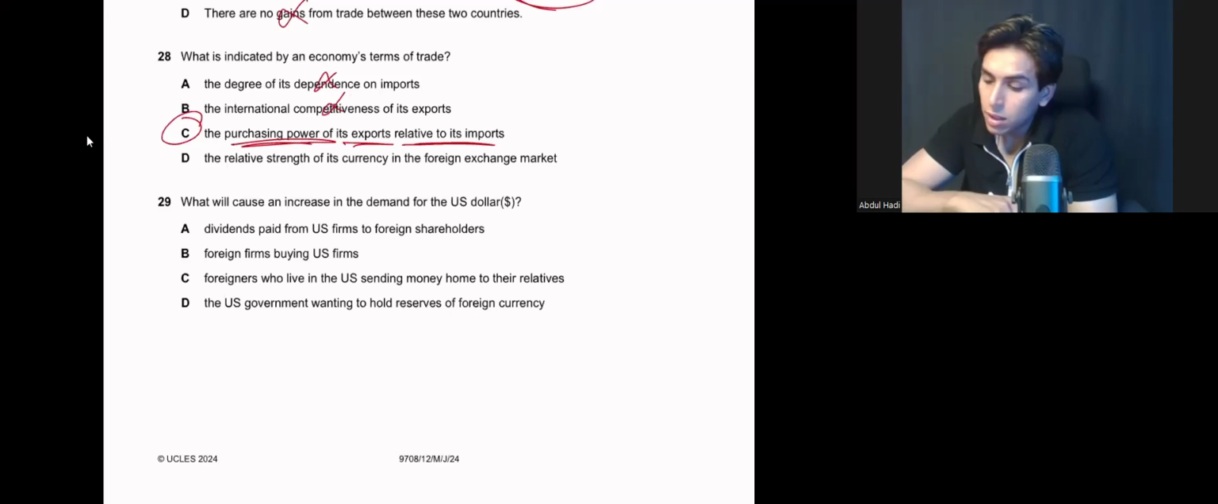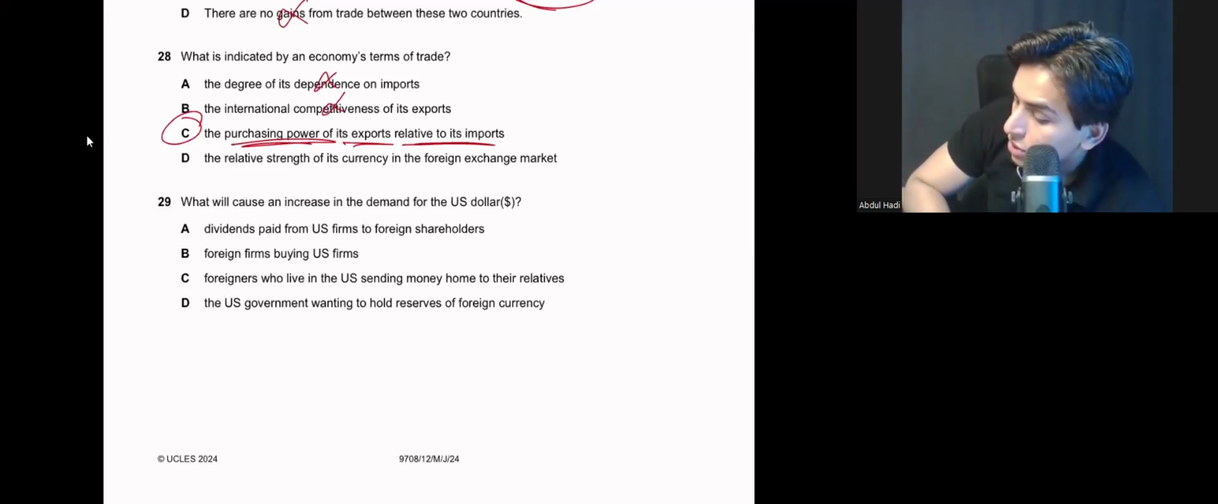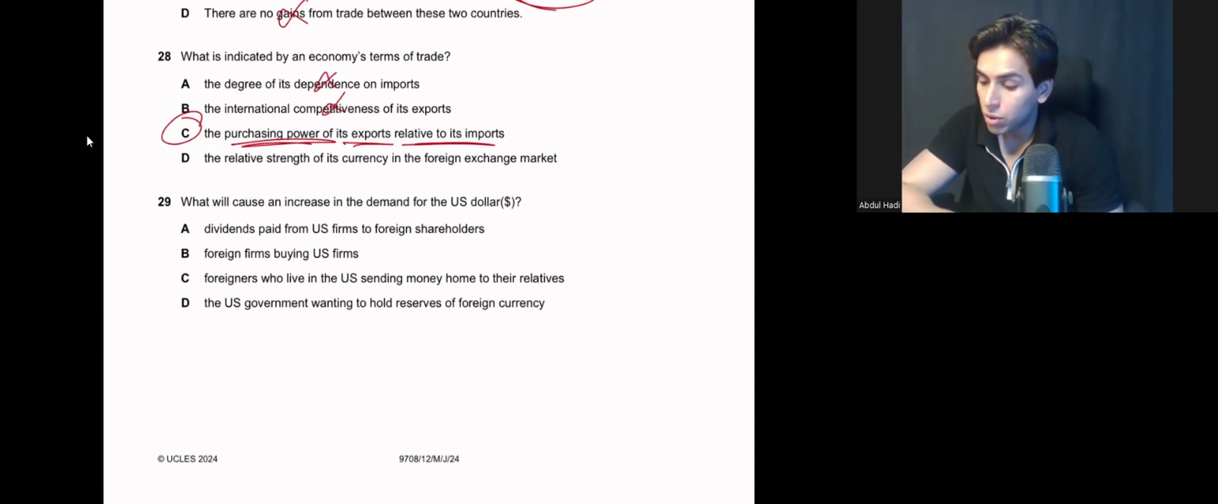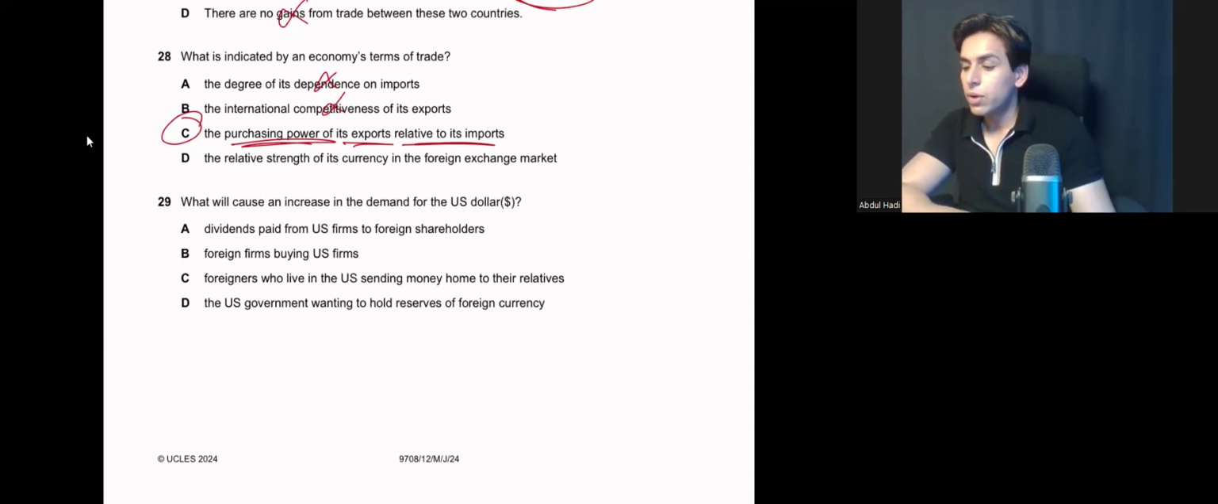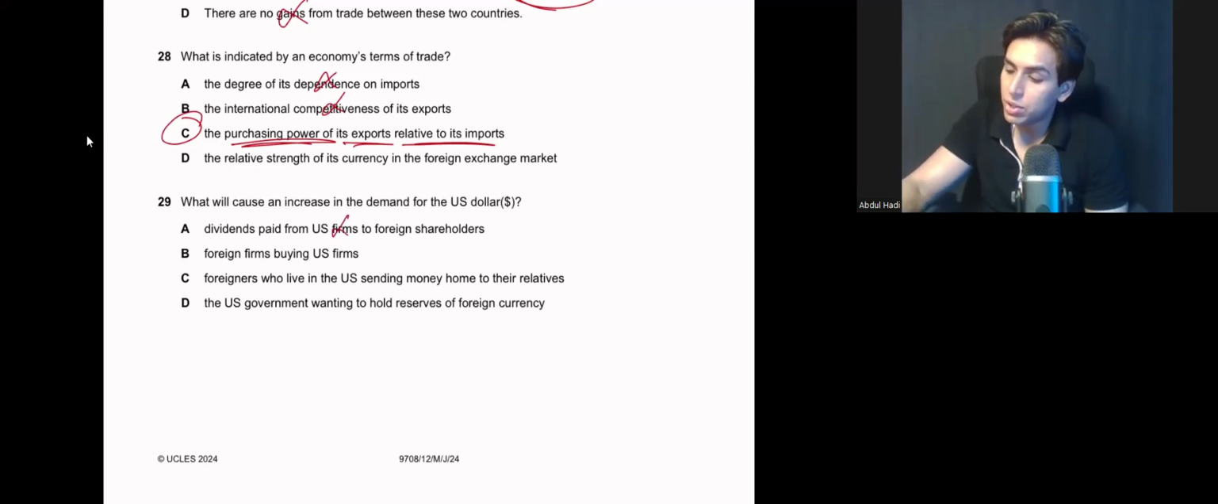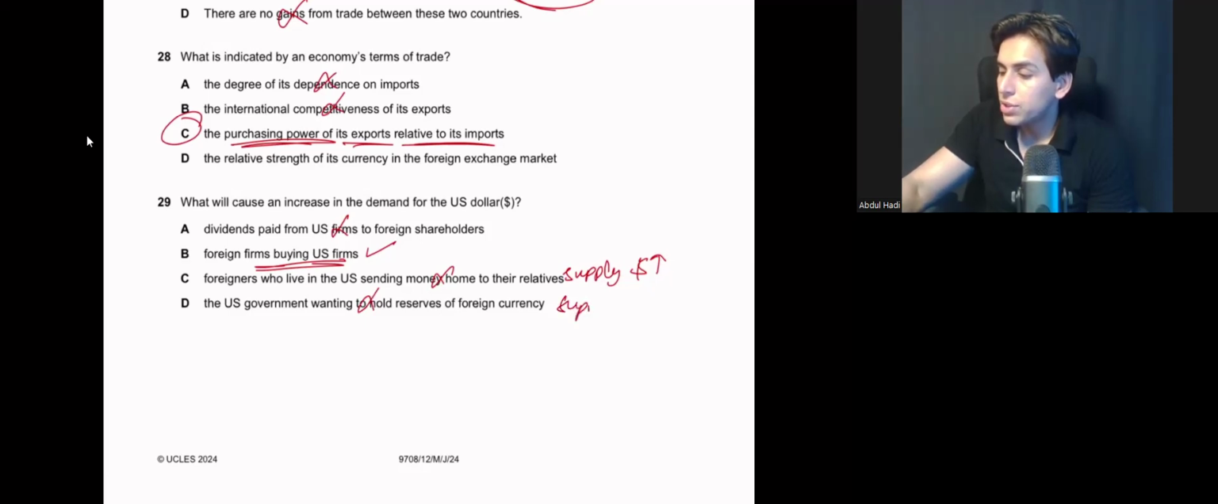29. What will cause an increase in demand for the US dollars? We have to increase demand for US dollars. A dividend paid from US firm to foreign shareholders? No, this will not increase demand for US dollars. Foreign firms buying US firms, yes, this might increase demand for US dollar because they'll have to pay in USD then. Foreigners who live in US sending money home to their relatives, no, this will increase supply of dollar. The US government wanting to hold reserves of foreign currency, no, this will again increase supply of dollar because they'll have to give dollars in order to buy foreign currency. So the answer is B.